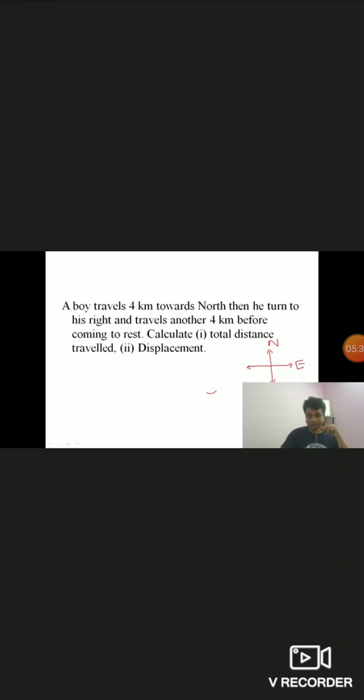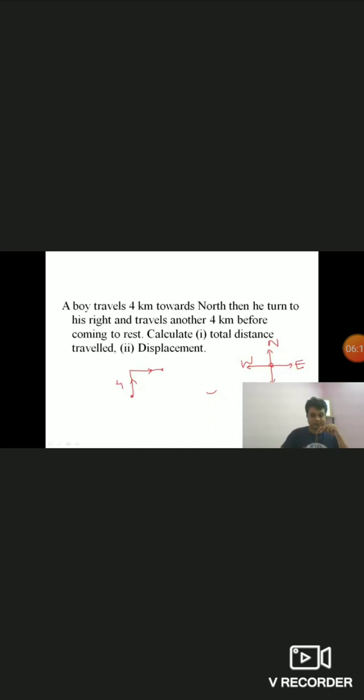This is the normal direction diagram, right? Okay, so it is given that a boy travels 4 kilometers north. The starting point we can always consider as the origin. Suppose he traveled 4 kilometers north, so we take this as the point. So 4 kilometers, right? And from there he turns to his right and travels another 4 kilometers. Right means it will go towards east.